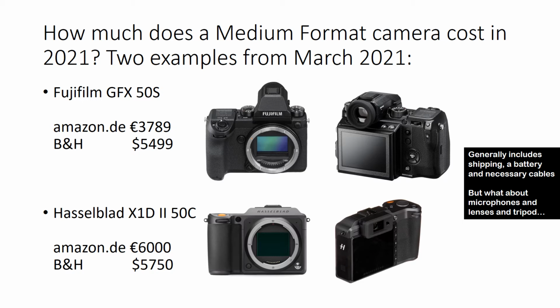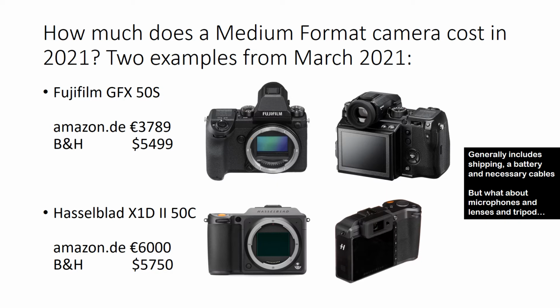And as opposed to many other kinds of system cameras that you might buy on the internet, where generally you have to pay shipping and other kinds of things, in this case, if you buy one of these, the battery and all the necessary cables and shipping are included. Of course, what about the microphones? What about the lens or lenses you might need? What about the tripod you might need to have and so forth?